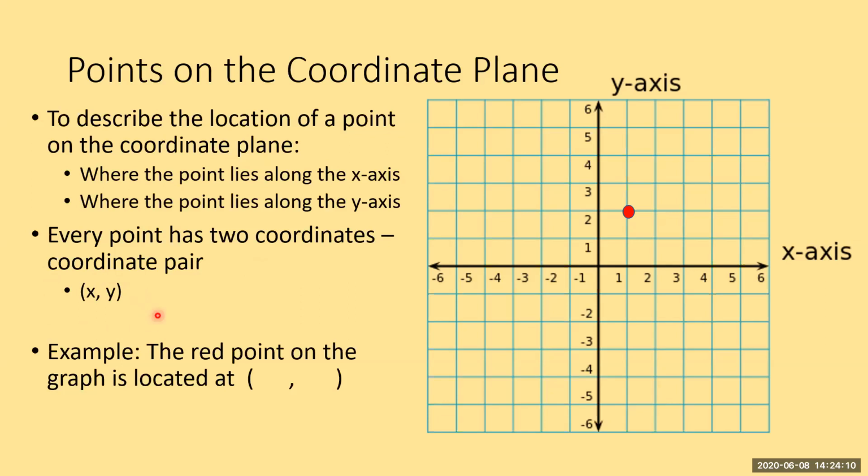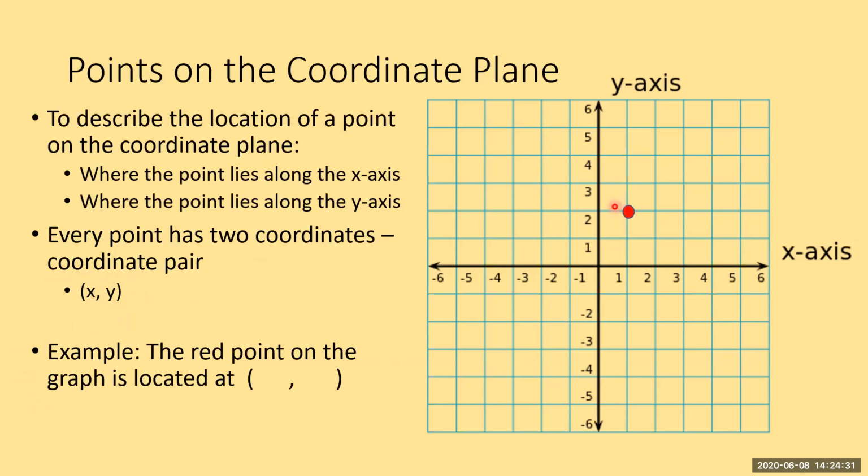And that's usually written in this format. So we have parentheses around the two numbers. We give the x coordinate first, and we give the y coordinate second. So it goes in alphabetical order, right? X first, y second. All right, so let's try an example here.